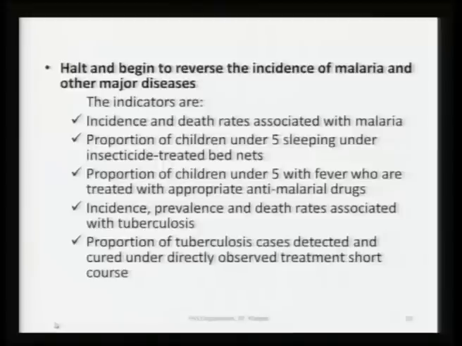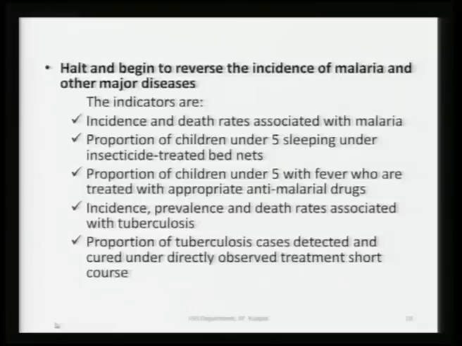Then halt and begin to reverse the incidence of malaria and other major diseases. So, under this goal there were three things: HIV, malaria and other major diseases. For malaria, the indicators are incidence and death rates associated with malaria, the proportion of children under 5 sleeping under insecticide treated bed nets, the proportion of children under 5 with fever who are treated with appropriate anti-malarial drugs, then incidence, prevalence and death rates associated with tuberculosis. Among other diseases, you have tuberculosis.